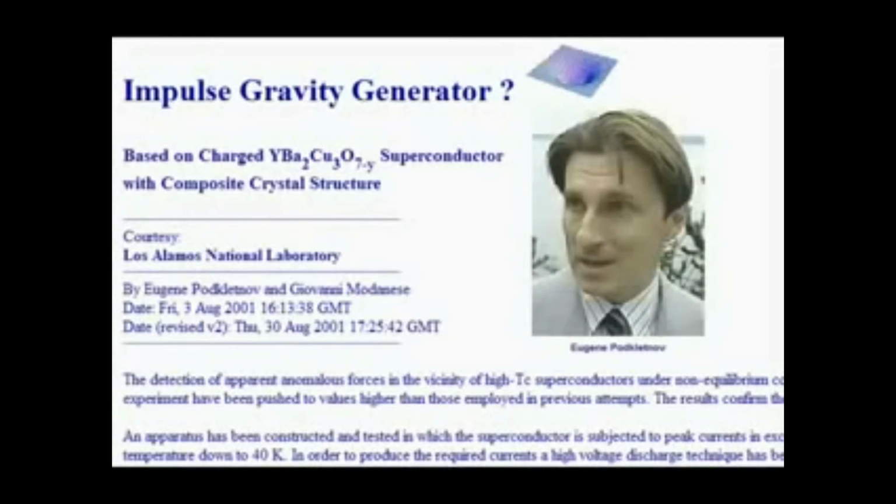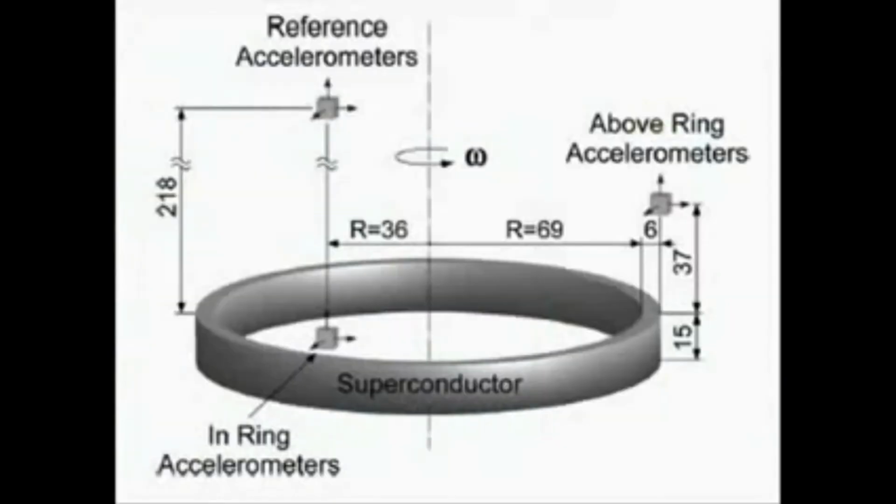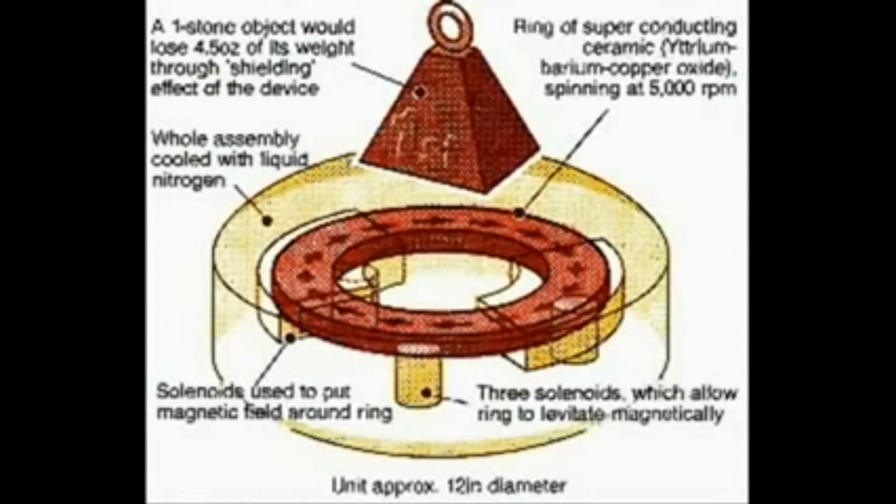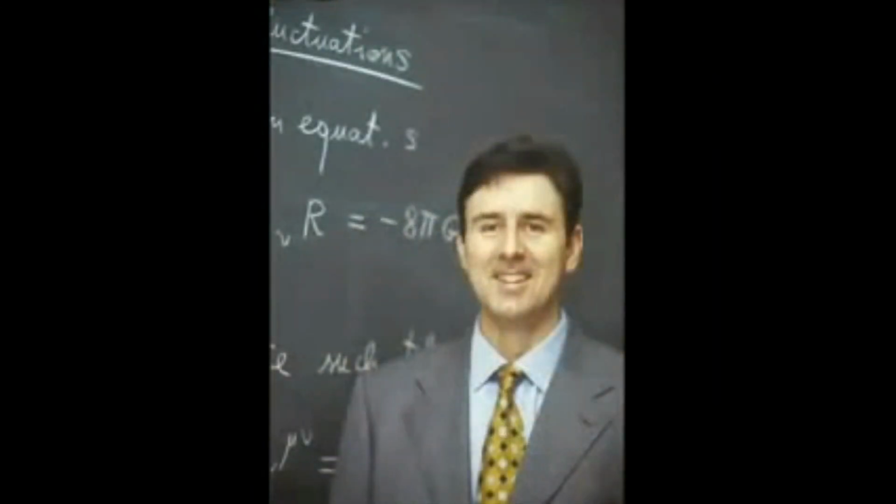A Russian scientist by the name of Eugene Podkletnov was doing superconductor research in a laboratory in Finland when he discovered a strange effect produced by rotating superconductors. It turns out that these rotating superconductors produced gravitomagnetic fields that were trillions of orders of magnitude larger than were previously predicted by quantum mechanics. I have a link to the Podkletnov paper, which he co-authored with Italian physicist Giovanni Maldenese, in the description.